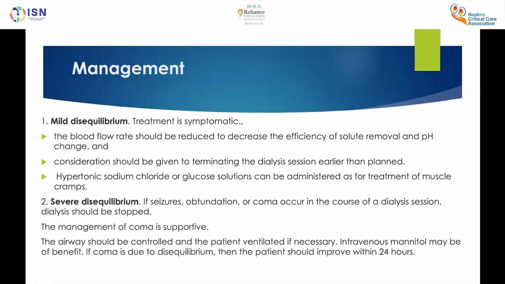Now, for severe disequilibrium, when we have seizures or obtundation or coma, dialysis should be stopped. Supportive treatment: the airway should be controlled, and if required, the patient would need ventilation. So, supportive and symptomatic treatment for severe disequilibrium. Intravenous mannitol may be of benefit. And if coma is because of disequilibrium, then the patient should improve within 24 hours.